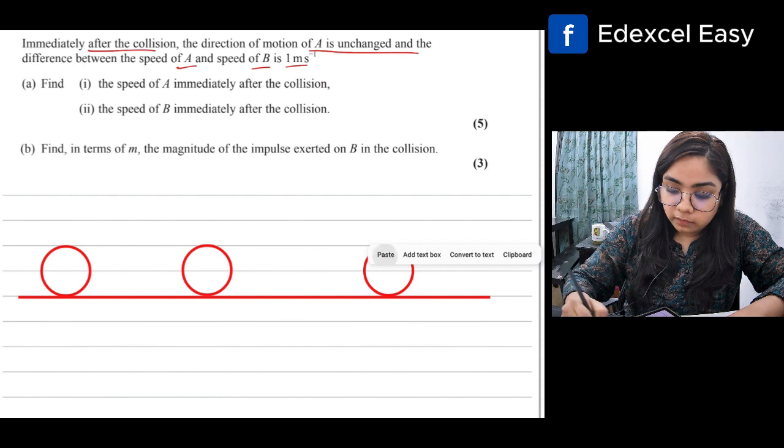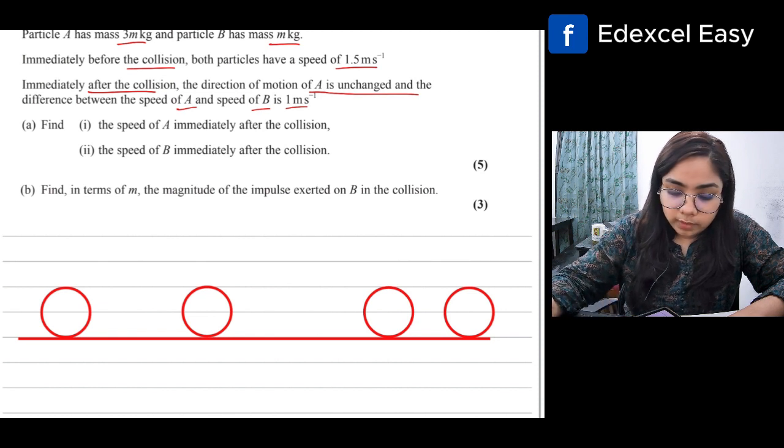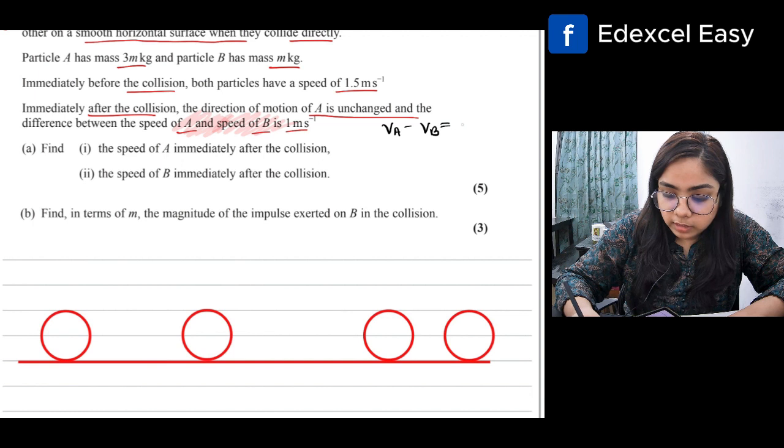It was not stated that after the collision they are traveling together, right? It was stated that after collision they have different speeds. It was stated the difference between the speeds of A and B is 1 meter per second, but we do not know exactly which one is going to be greater. One minute. The direction of motion of A is unchanged and the difference between the speeds of A and B. If you focus on this statement only, this indicates that the speed of A minus the speed of B is actually 1, right? This is how the statement is arranged.